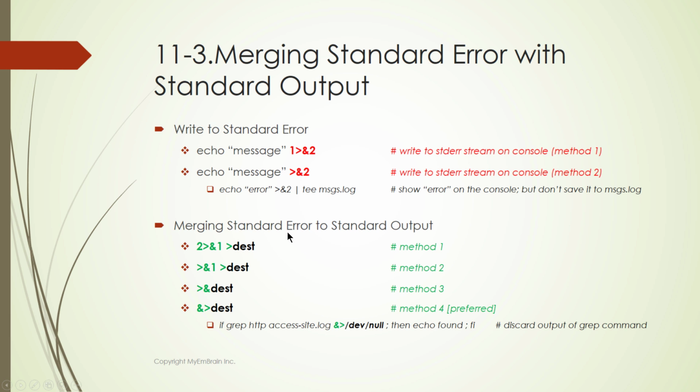Now, how do we merge standard error to standard output so that other program utilities, when they try to capture the standard output, will also capture from the standard error? When the standard output and standard error are separated, the utility that captures from the standard output will only capture from the standard output, or another utility, when it captures from the standard error, will only capture from standard error. Now, we want the same utility to capture both standard output and standard error together. And that means we need to merge the standard error into the standard output in order for that third utility to capture both together.